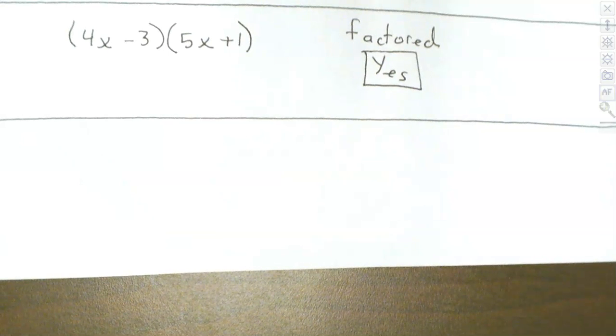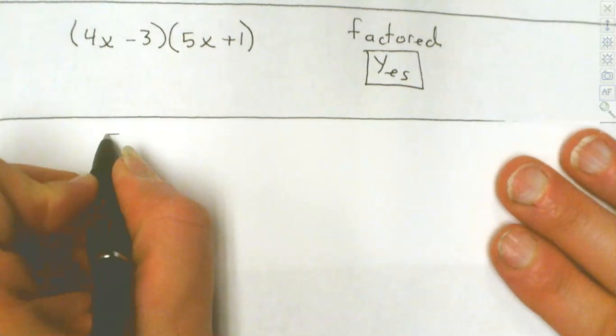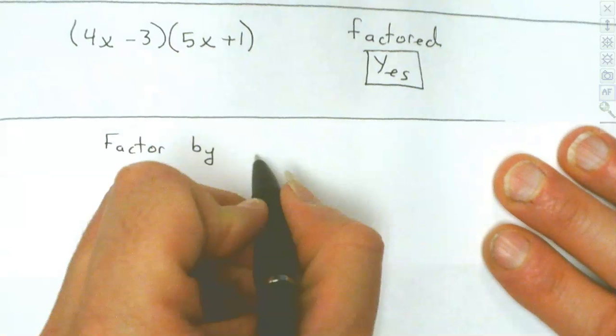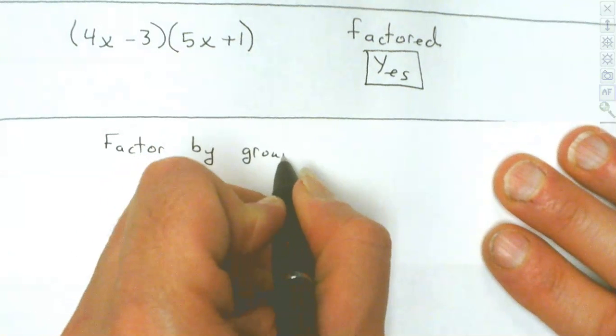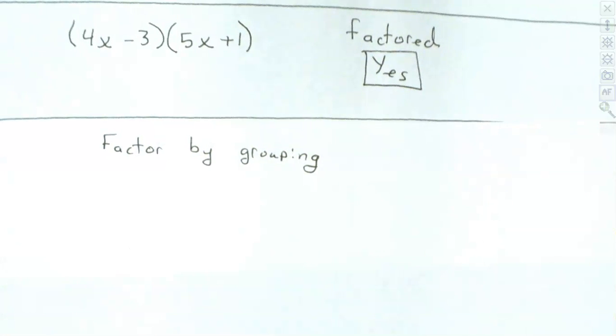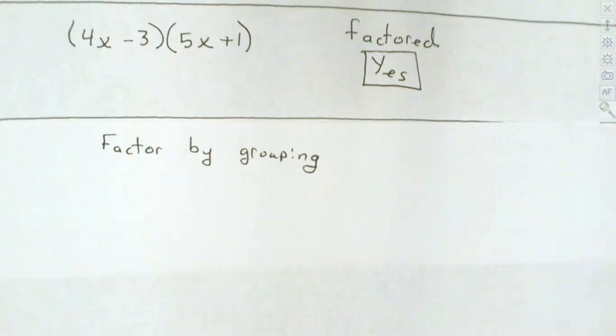We're still in 5-1. The last part of 5-1 is factor by grouping. So this is kind of a new concept. And factor by grouping is when you have 4 terms. So we're going to now learn how to factor by grouping. This is a very, very important technique. We're going to use this a lot in the next sections as well.